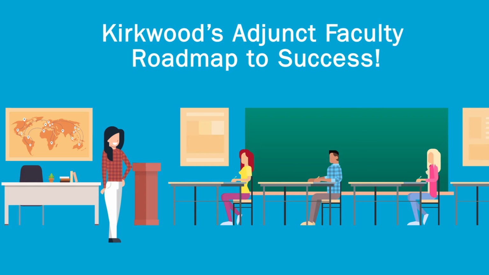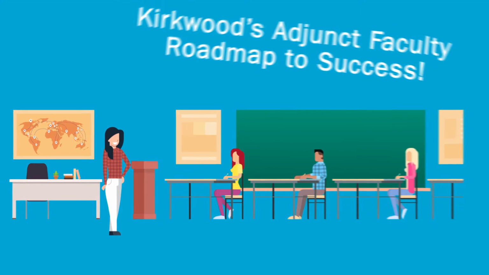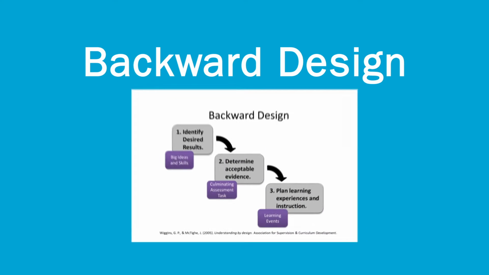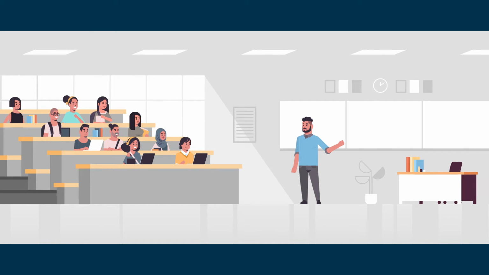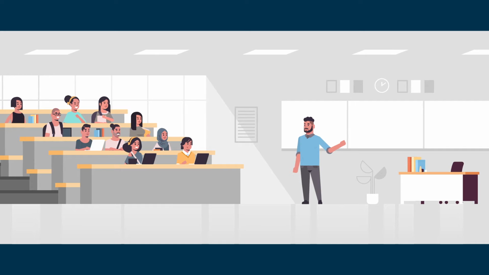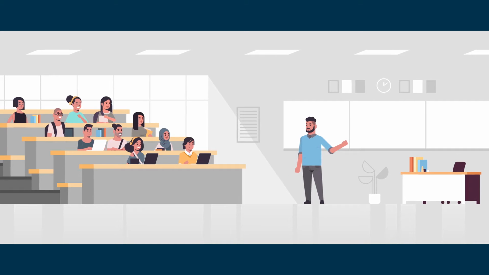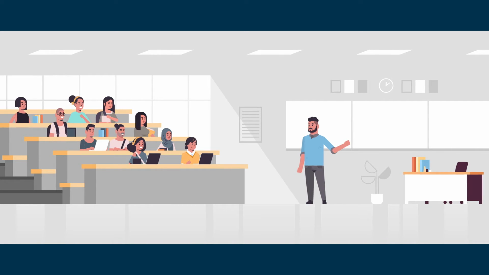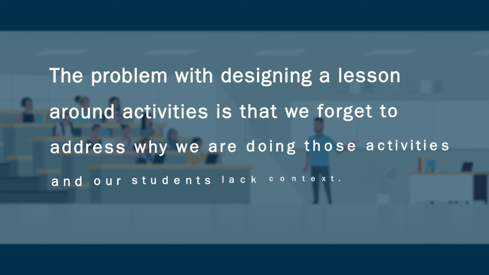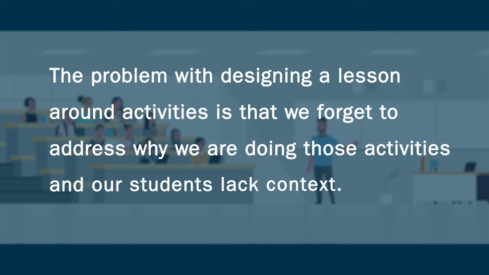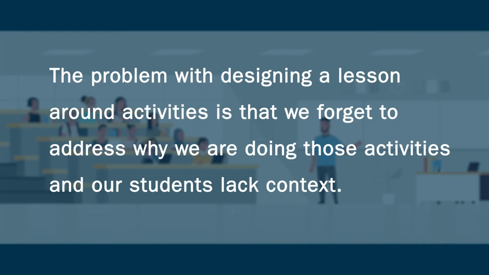Today, we are going to be working on lesson planning using a method called backward design. Normally, when teachers start to plan their lessons, they begin with activities, then assessment, and finally attempt to tie activities and assessment to course outcomes. The problem with designing a lesson around activities is that we forget to address why we are doing those activities and our students lack context.